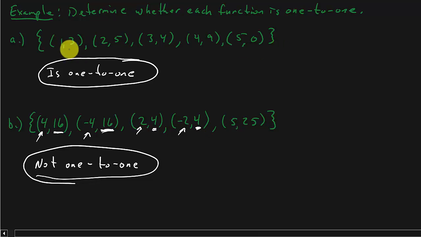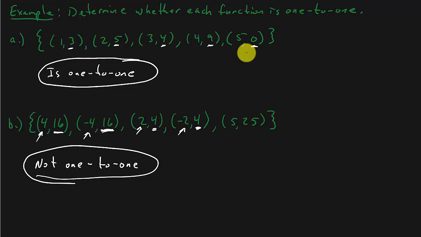If you look, notice in this problem up here, we don't have the same y-coordinate in any of the points. Okay. So we're not going to have the same y with two different x's. All right. So that makes it one-to-one.